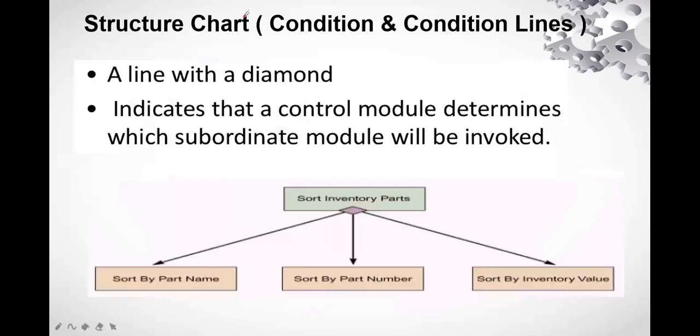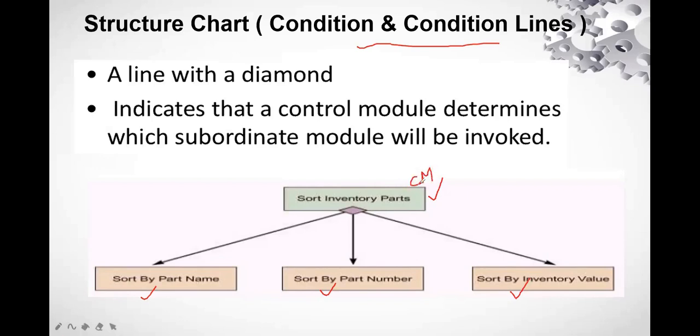Now next is how the condition and condition lines are defined. Let's see here, one more thing. When a subordinate module is invoked by a control module, I have already told you this is called the control module, right? And these three, this one, and this one are called the subordinate modules, which are decomposed from the main module by branch lines. And this is called the control module.